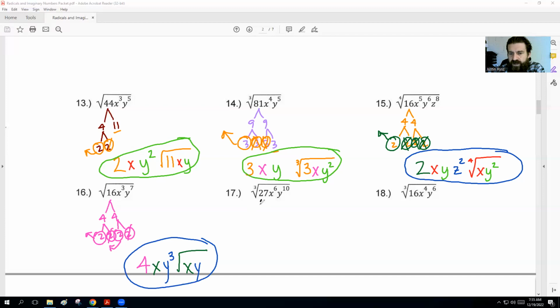All right, cube root of 27. Here we go. 27 is 9 times 3. 3 and 3. With a cube root, we need to have 3 of them. So 1 goes outside if we get rid of 2 of them. Nothing left over with the cube root. All right, x, 6 divided by 3 is 2 with nothing remaining. Is this going to come out nice? 10. 10 divided by 3 is 3, but there would be 1 remaining inside.